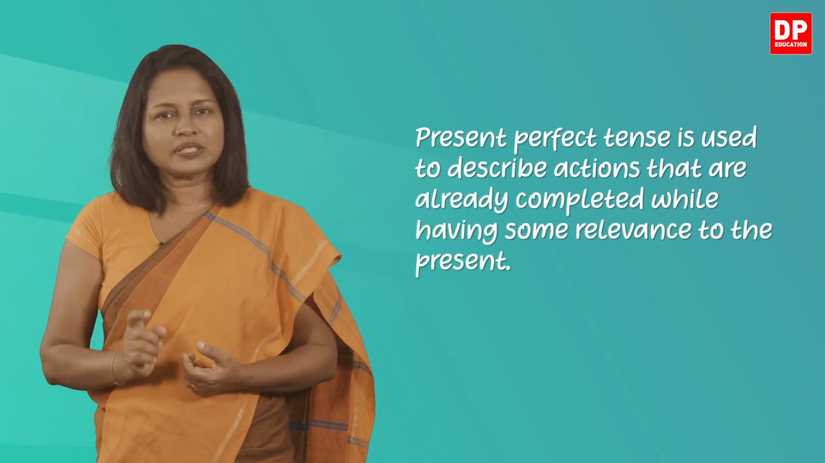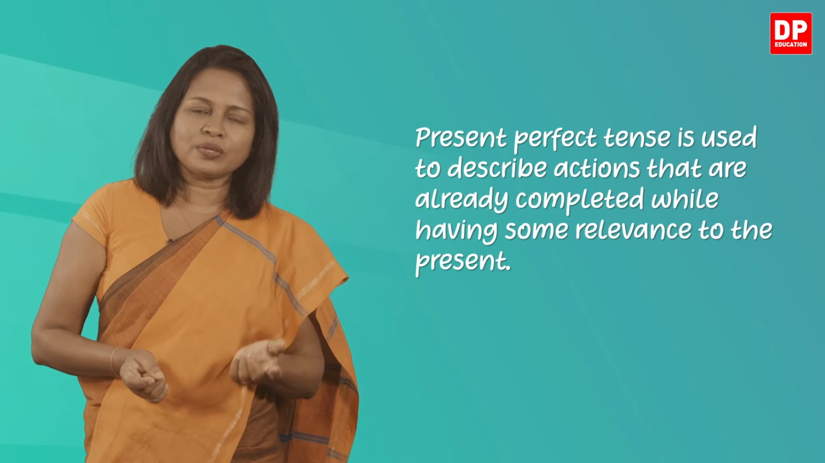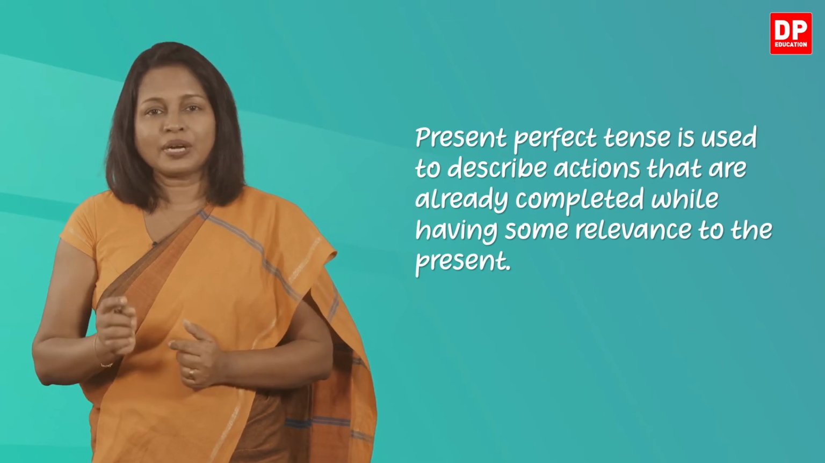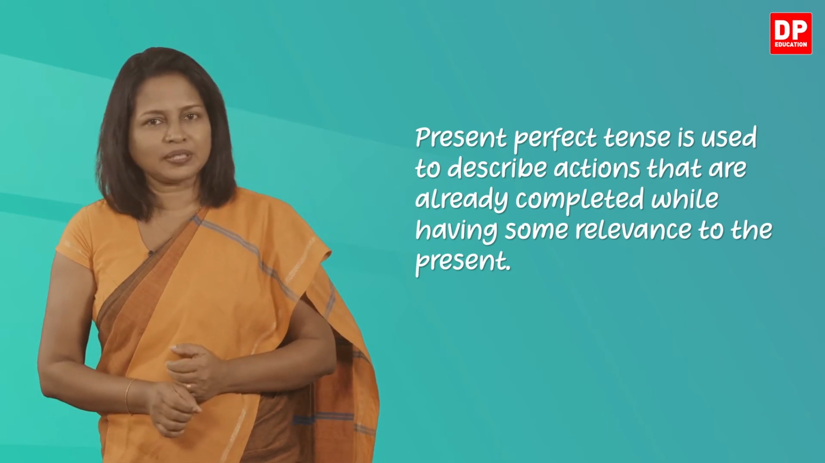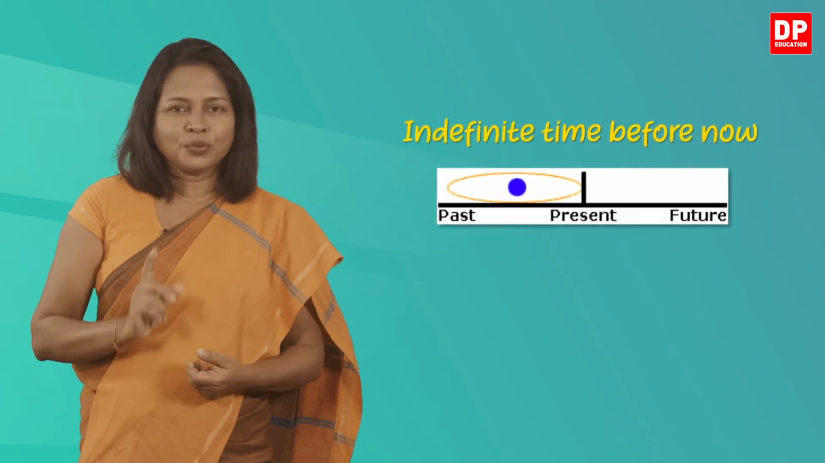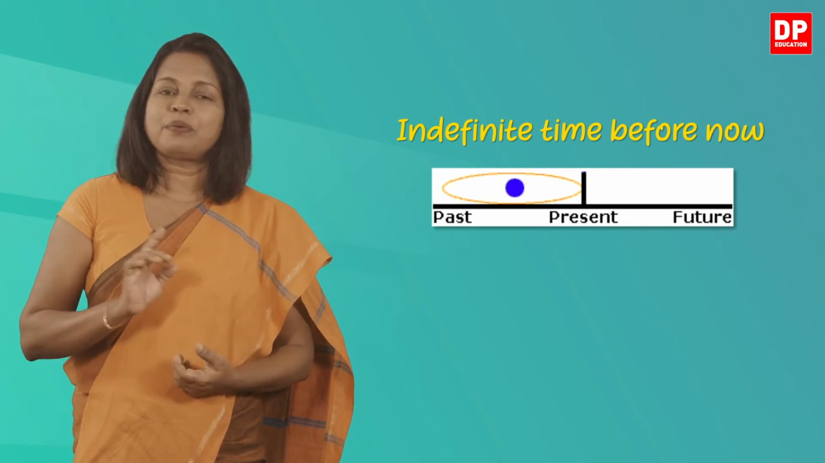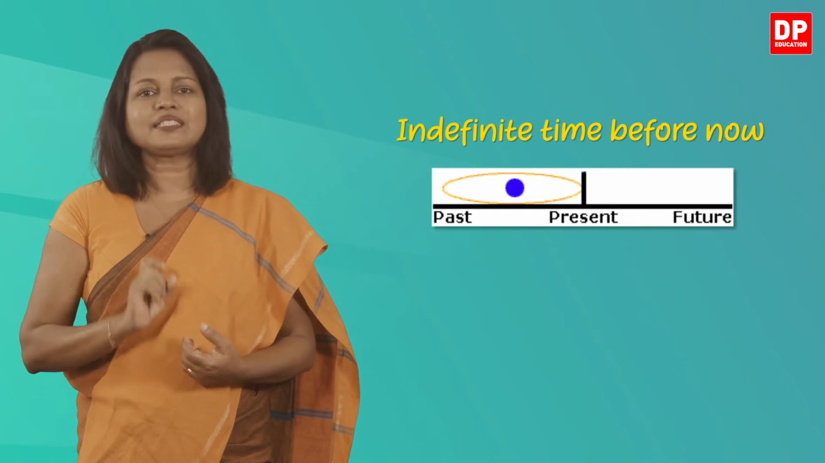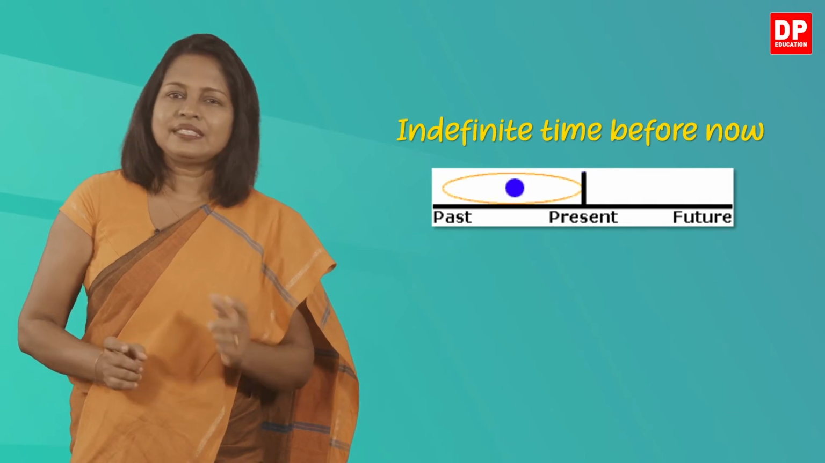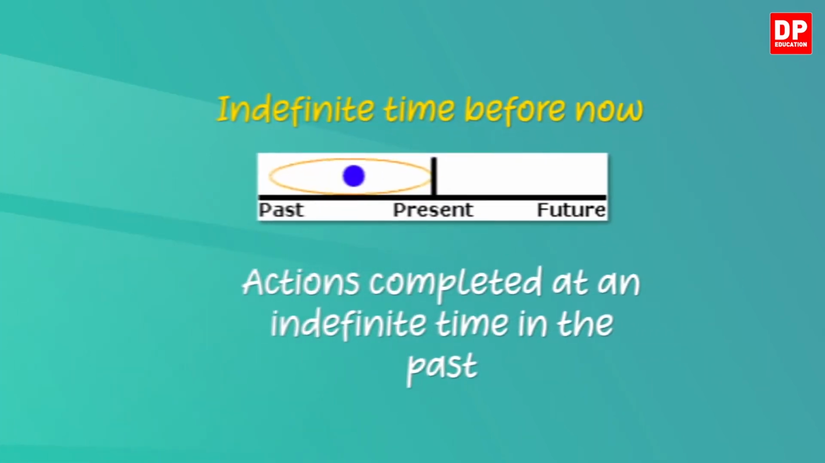So we use present perfect tense to talk about actions that are already completed while having some relevance to the present. There's one more thing. Although Pavani's sister has taken the pen in the past, Pavani doesn't know the exact time it happened. It has taken place at an indefinite time before now.